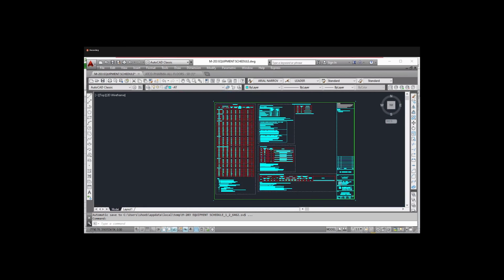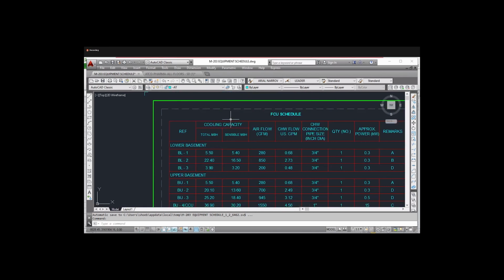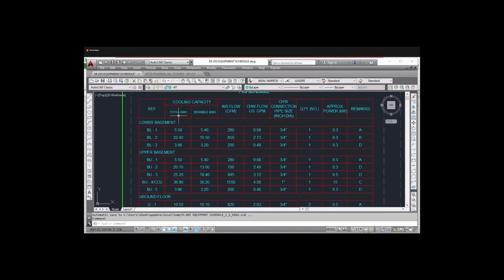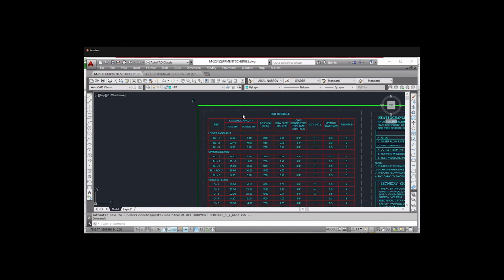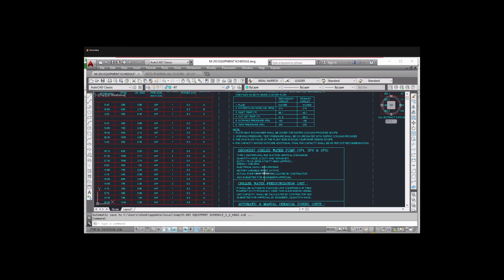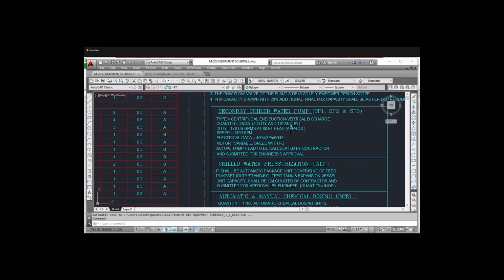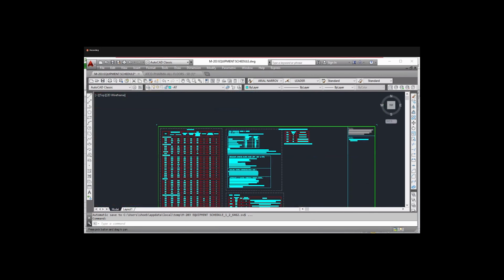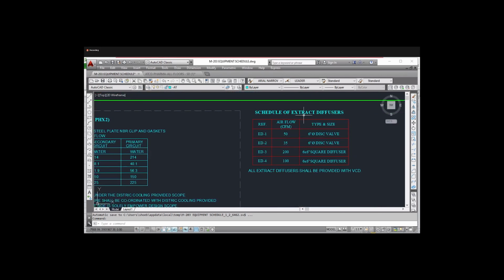So each equipment has their schedule, like fan schedule. This is a fan schedule, so it will mention the total MBH, sensible MBH, GPM, connection size, pipe size, and everything. So for the pumps also we have to prepare. So this is a schedule for secondary pump. It's like this, there are different ones like this. Here there is a schedule for diffuser.